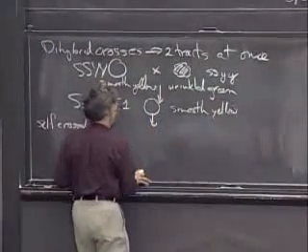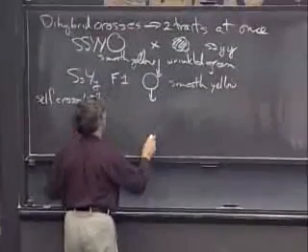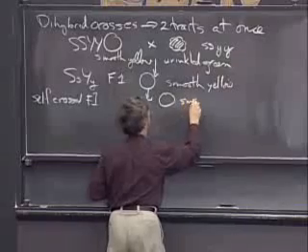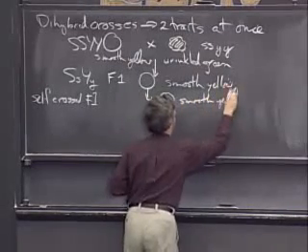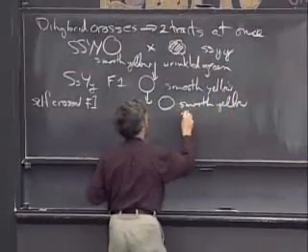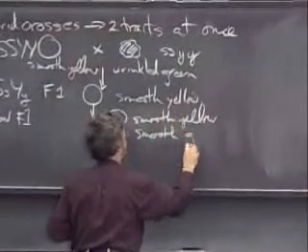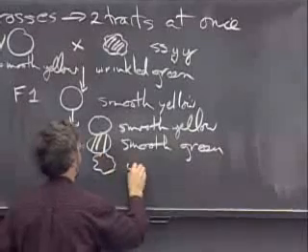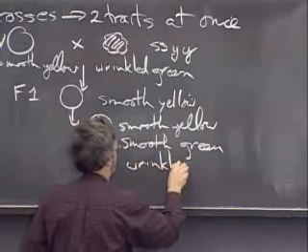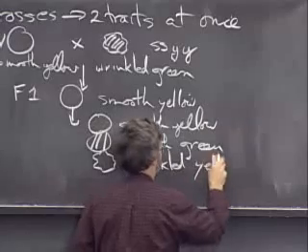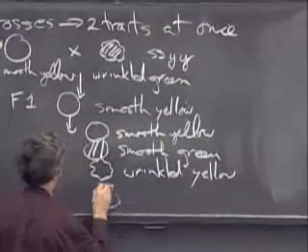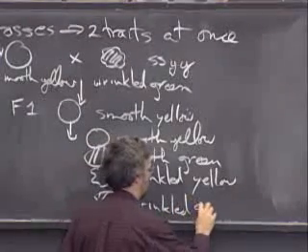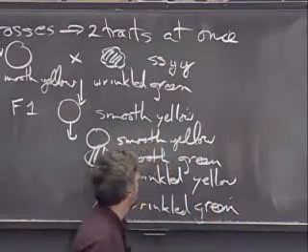And what he got out of that was the kind of mixture of things that he saw up there. He saw smooth yellow, smooth green, wrinkled yellow, and wrinkled green. And doing the same kind of experiments that we talked about before.